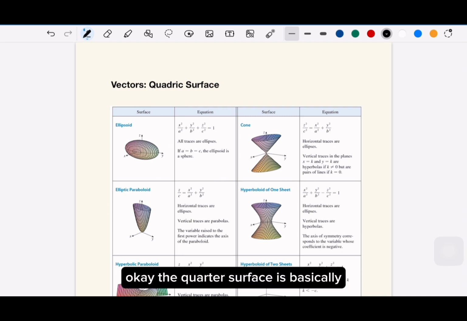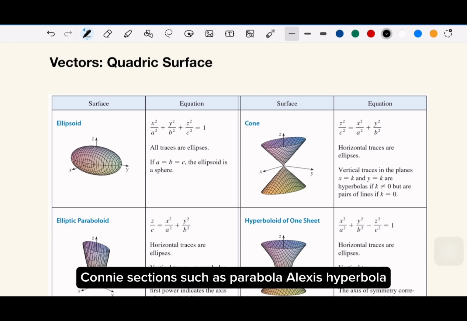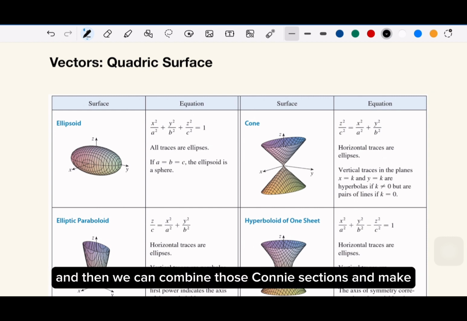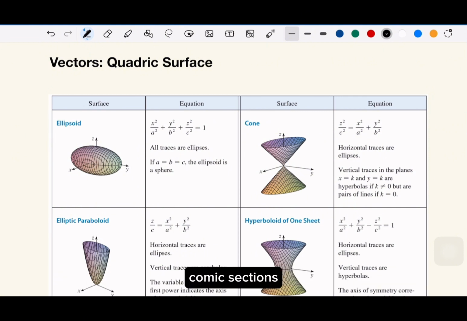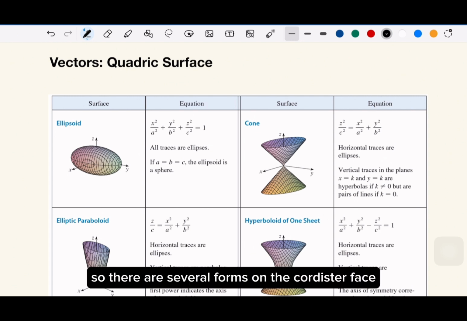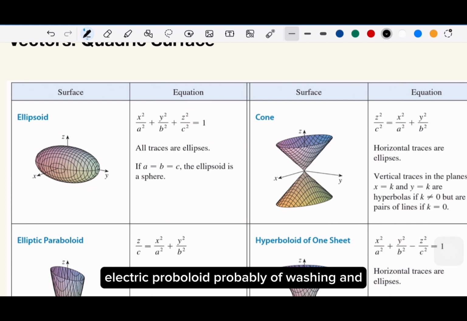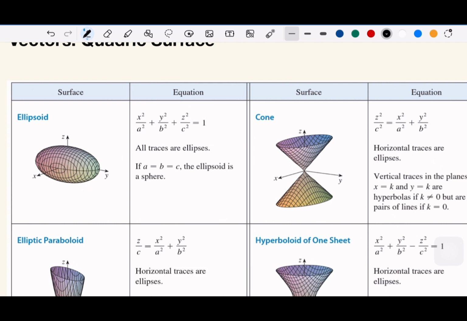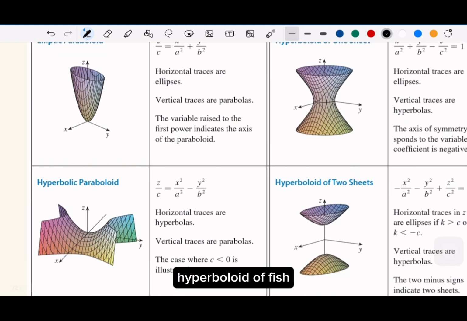The quadric surface is basically if you have conic sections such as parabola, ellipses, hyperbola, and then we can combine those conic sections and make a three-dimensional shape from those conic sections. So there are several forms of the quadric surface. We have the ellipsoid, we have the cone, we have the elliptic paraboloid, hyperboloid of one sheet, and so on and so forth. We have a hyperbolic paraboloid, hyperboloid of two sheets.